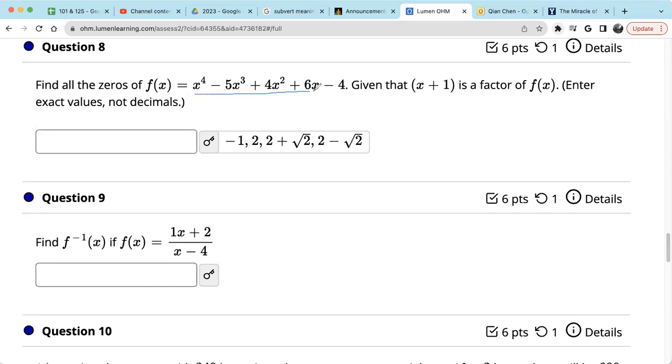Okay, we have a polynomial of degree 4, and we want to find all zeros of this. Zeros, remember, is x-intercepts.